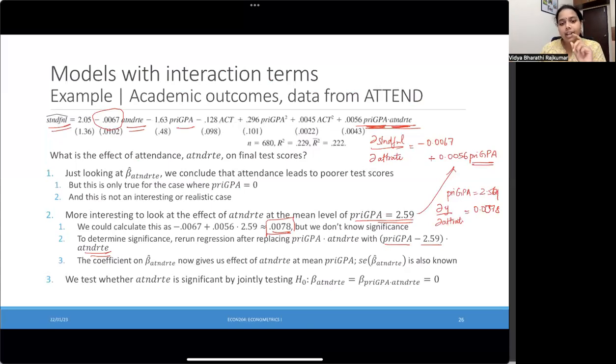So I'm just going to change that variable because that is sufficient for the interpretation I need now. When I redefine and run that regression, the coefficient on attendance rate will now tell me the marginal effect of an increase in attendance rate on my final score, holding the previous GPA at its average level. And that coefficient will exactly be 0.0078. And now we'll also have the standard error of that variable with us. And we could go ahead and do a joint hypothesis test to see if attendance rate is a significant variable at all. And this is the benefit of reparameterizing your interaction terms.